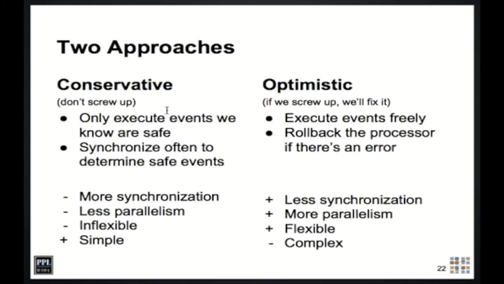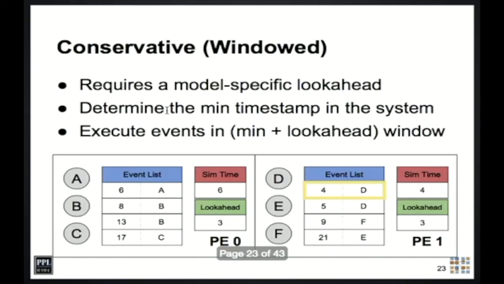Whereas in optimistic, there's a lot less synchronization required in most cases. A lot more potential for parallelism, because every PE can now execute events as freely as it wants. It's more flexible in terms of how the model has to behave, which I'll go over again later. But it's complex to deal with, because now you have to figure out how we're going to do these rollbacks.